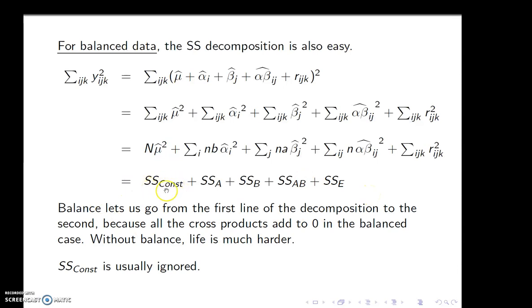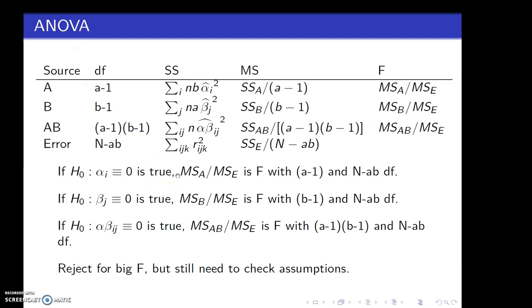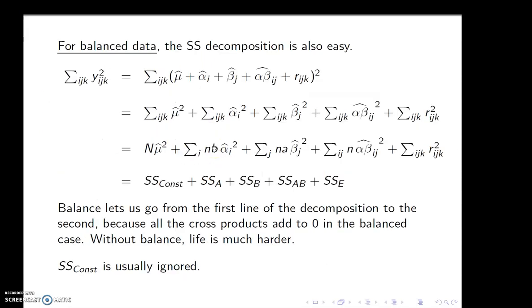We usually just ignore this and don't think about it because even if this is 0, we don't care. So here's how we fill in our ANOVA table for a factorial design. We have our row for A, B, AB, and error. Notice all of these sums of squares match what we got to here.